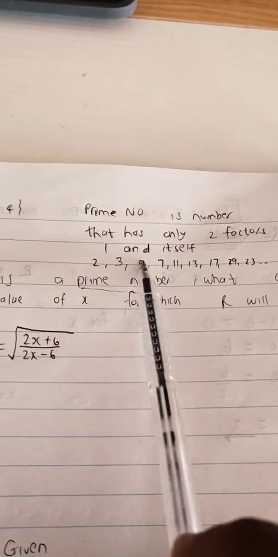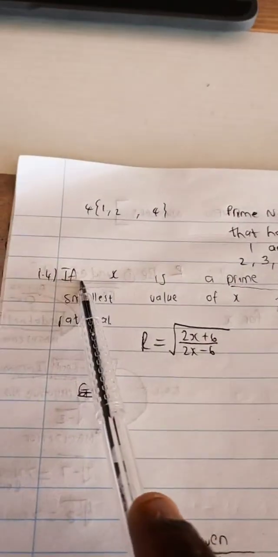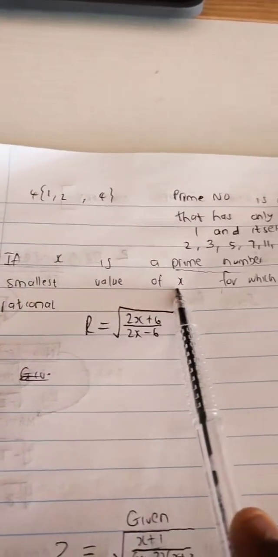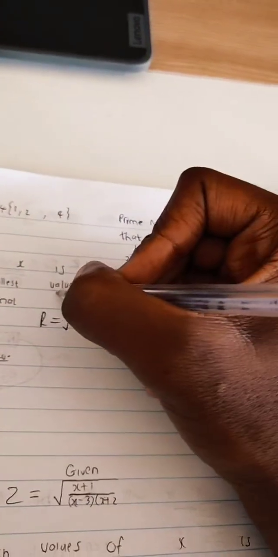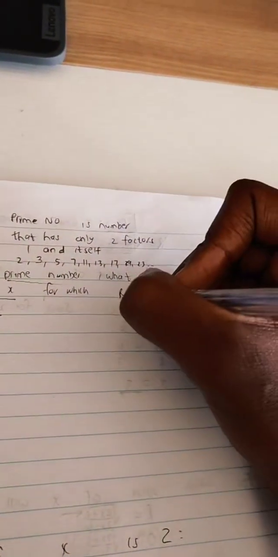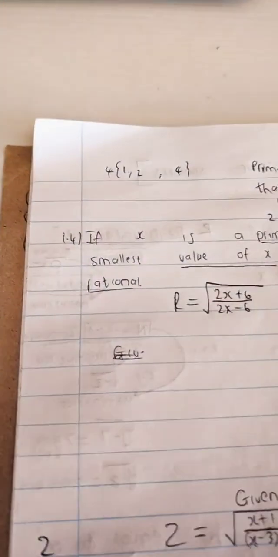So these are some of the prime numbers that we have here. What are they asking for here? They are saying if x is a prime number, what is the smallest value of x for which r will be rational? Now let's go back here.